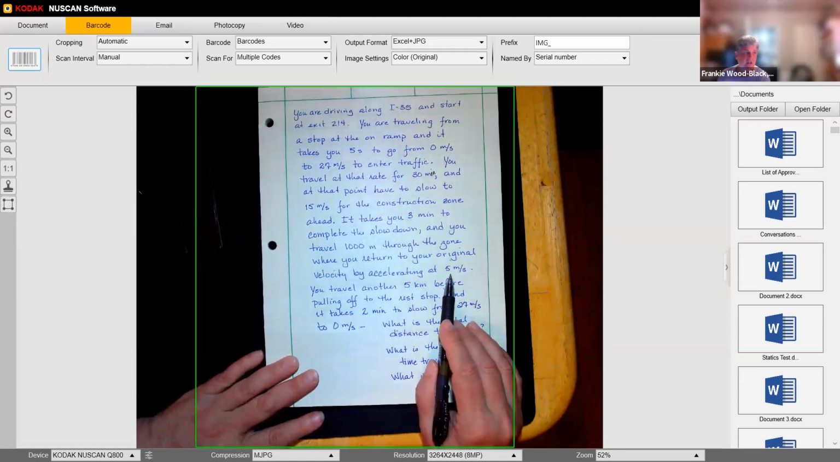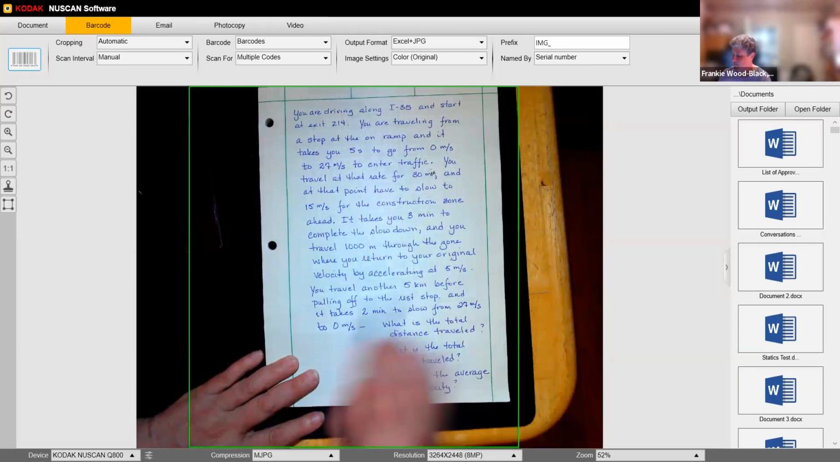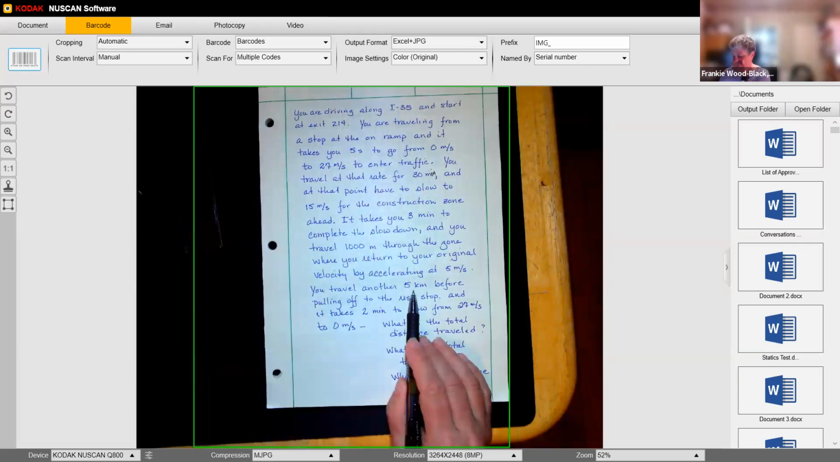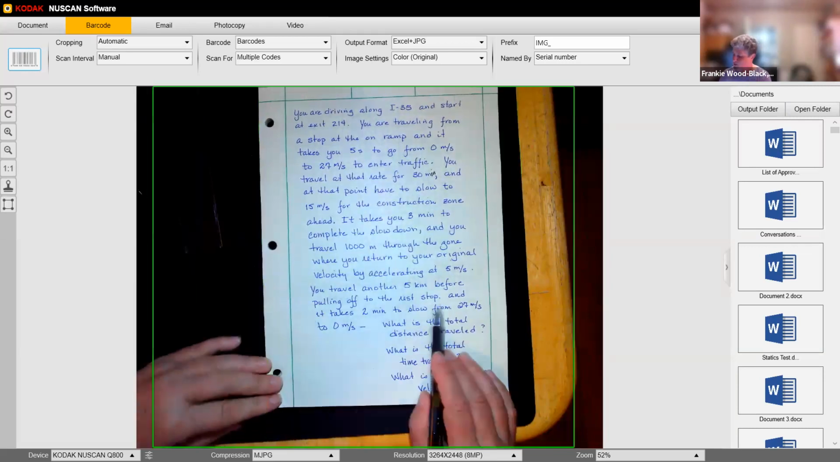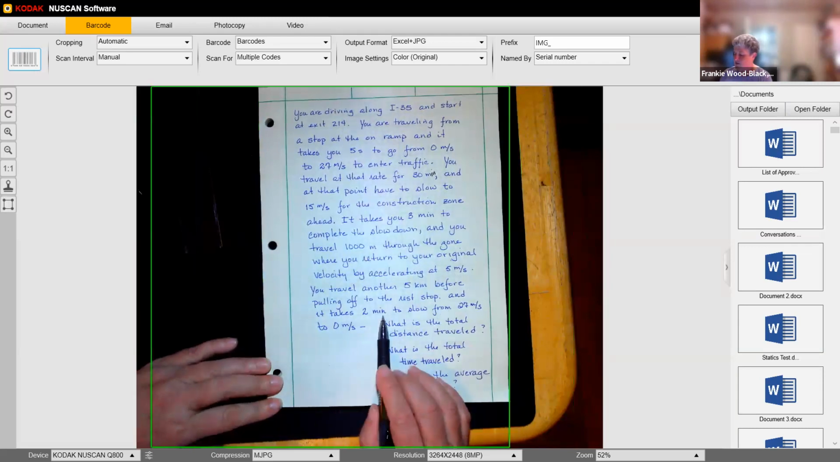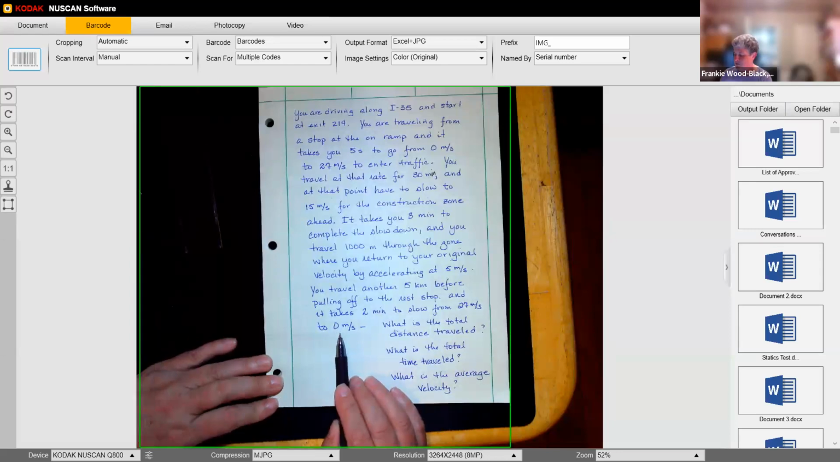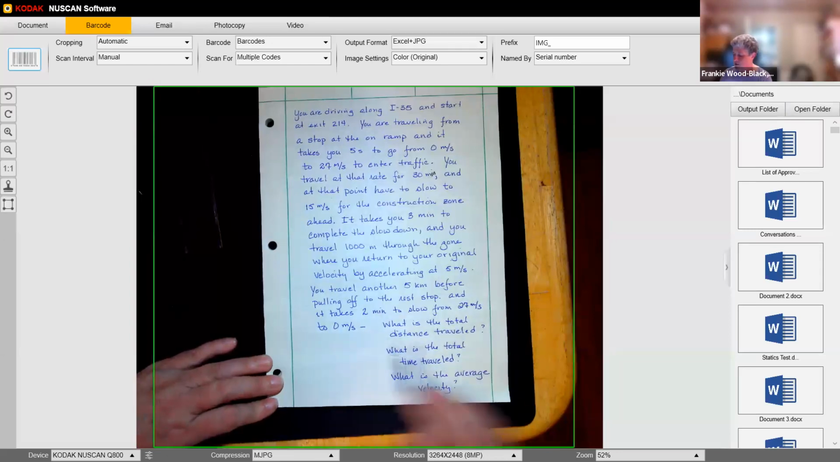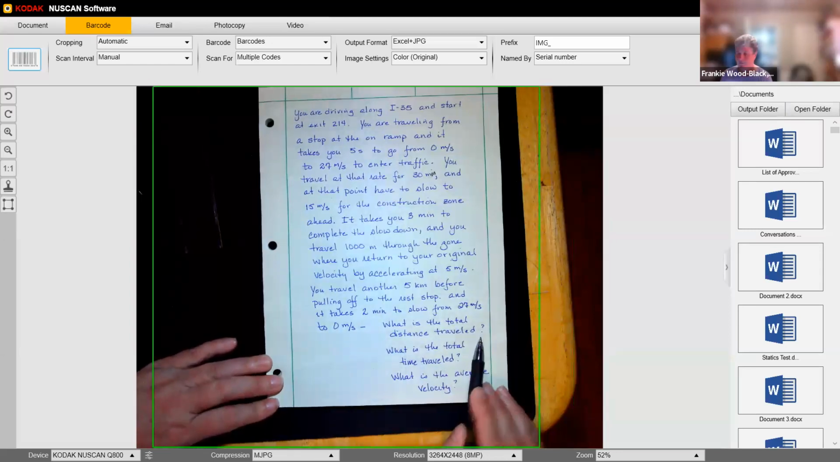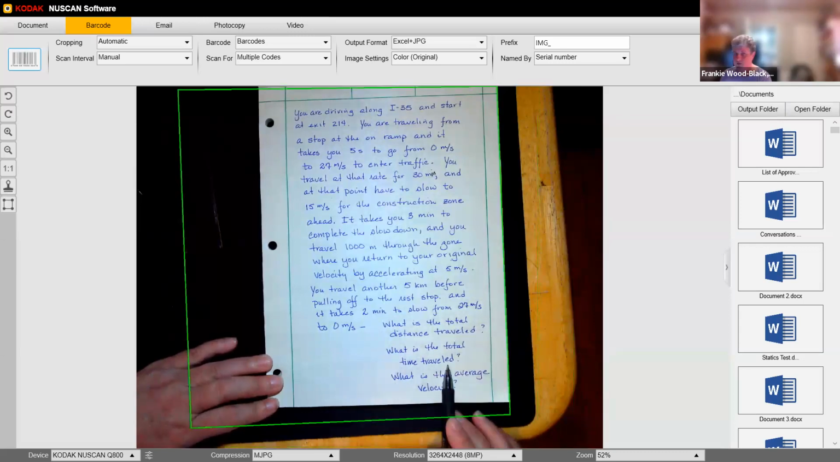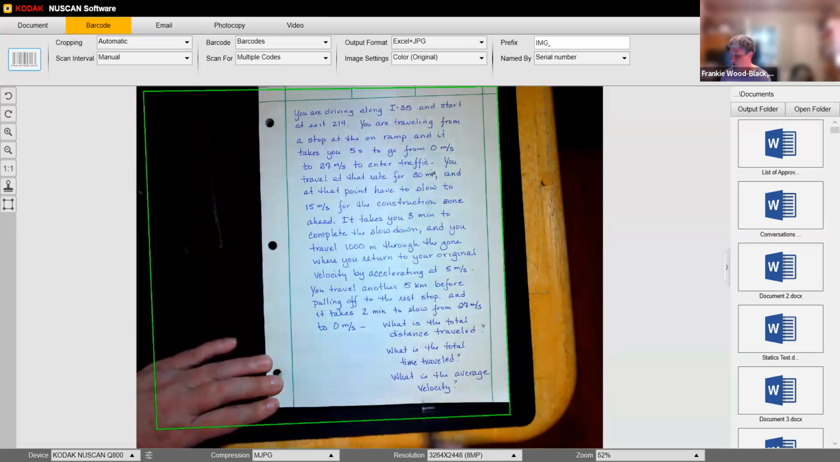So I've just gotten some arbitrary numbers. This is probably going to be a little different. And we're going to travel another 5 kilometers before pulling off at the rest stop. And it's going to take us 2 minutes to slow from 27 meters per second to 0 meters per second. So what's the total distance traveled? What's the total time traveled? And what's the average velocity?